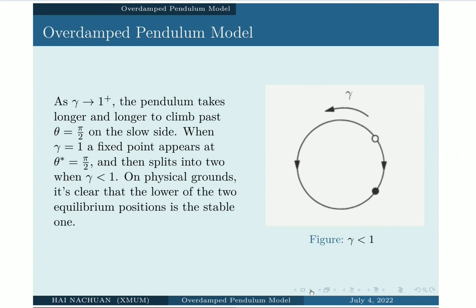As gamma goes to 1 from above, the pendulum takes longer and longer to climb past theta equals pi over 2 on the slow side. When gamma equals 1, a fixed point appears at theta star equals pi over 2, and then splits into two when gamma is smaller than 1. On physical grounds, it's clear that the lower of the two equilibrium positions is a stable one.